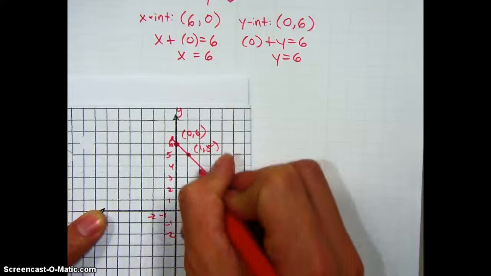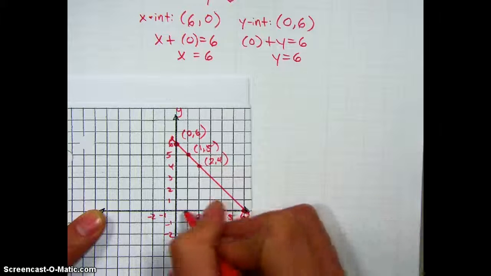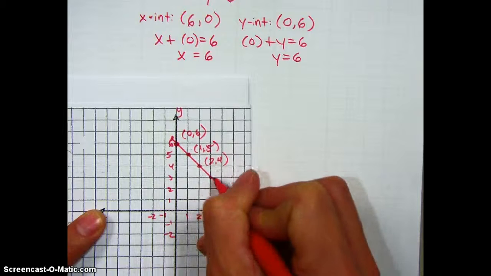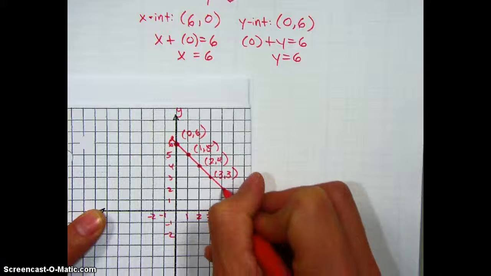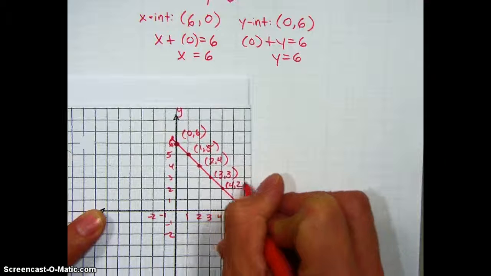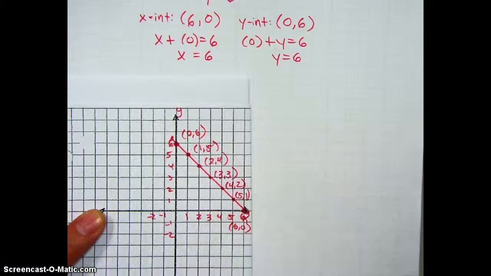Next one, 2, follow it up, I get (2, 4). 2 plus 4 is 6. Next, (3, 3). 3 and 3 give me 6. (4, 2), that sum gives me 6. And the last one, (5, 1). So it's kind of neat what the graph will do for you. It'll give you all these different answers without having to plug anything in.